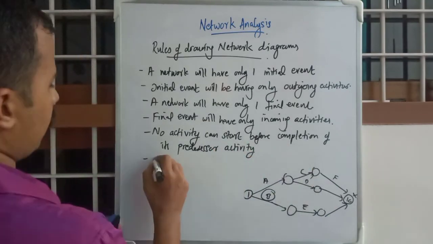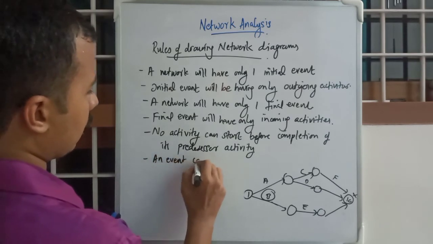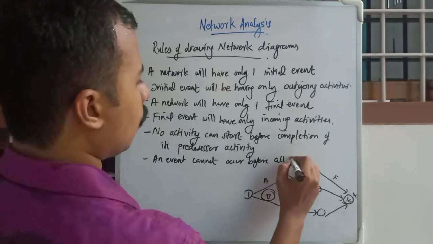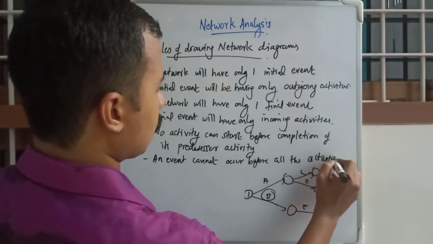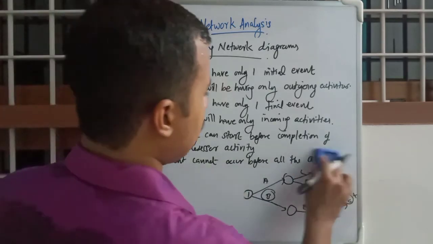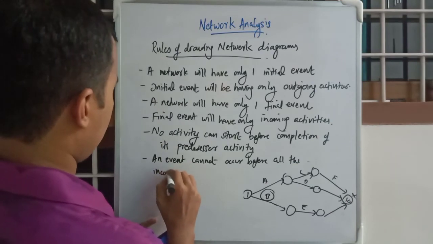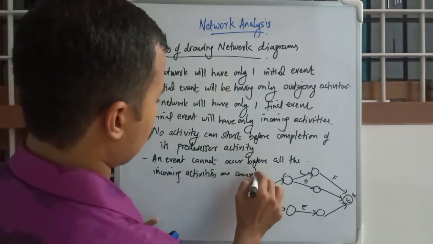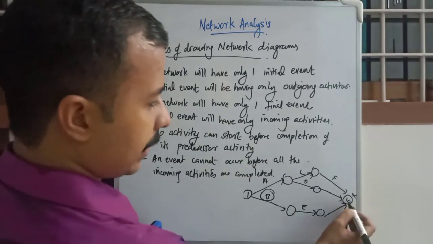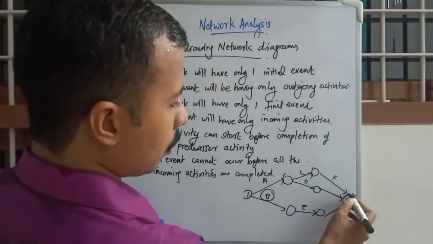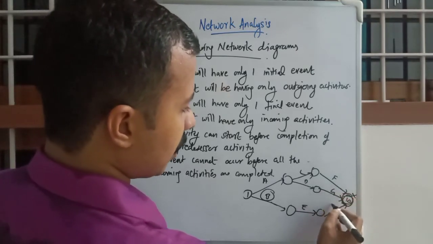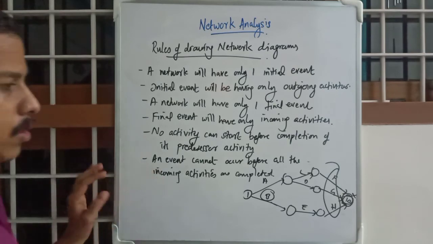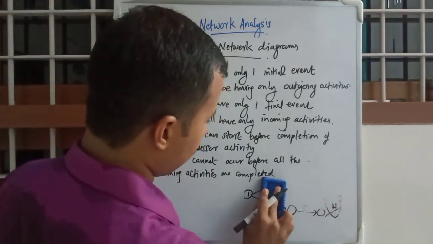Okay, and next one, an event cannot occur before all the incoming activities are completed. Okay, so if this event 10 is the one we are considering, this cannot occur unless these 3 activities F, G, H are completed. Okay, it is as simple as that. These 2 rules are based on the completion of activities and events.